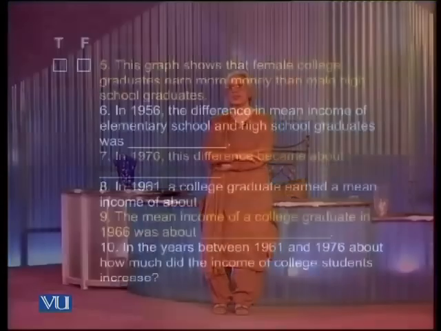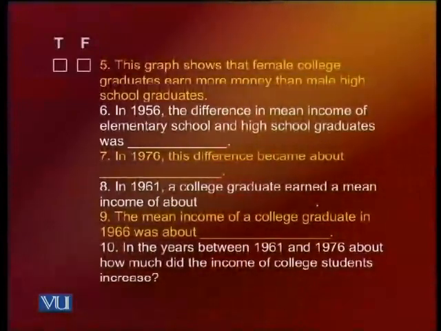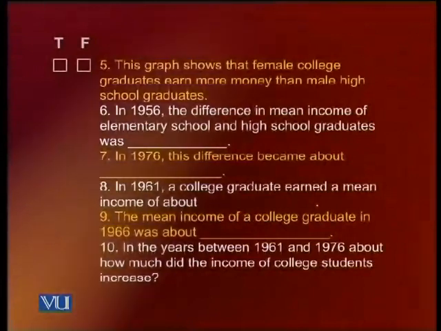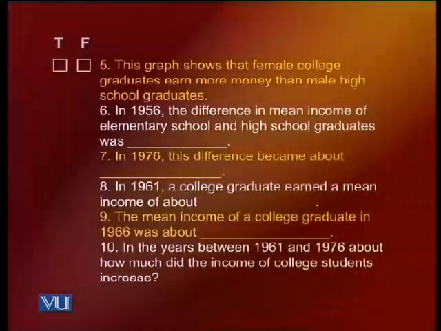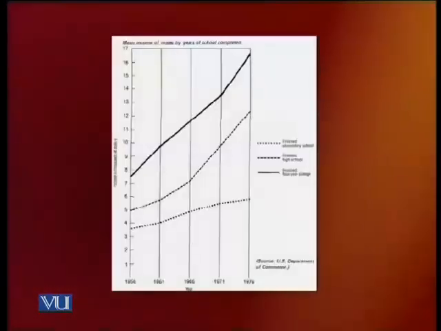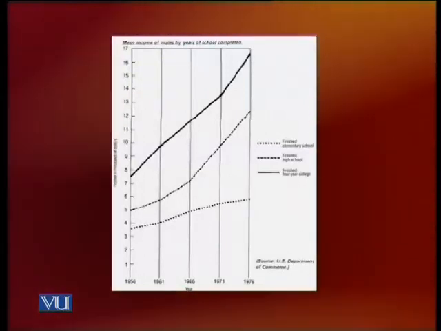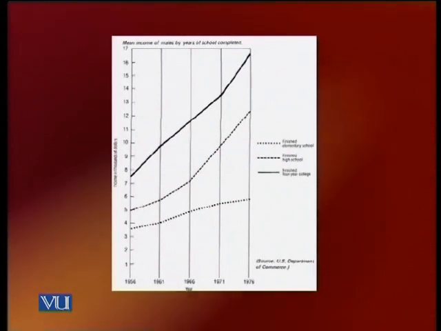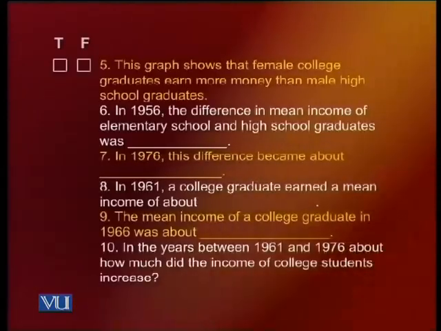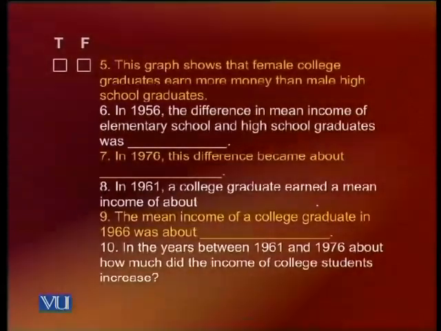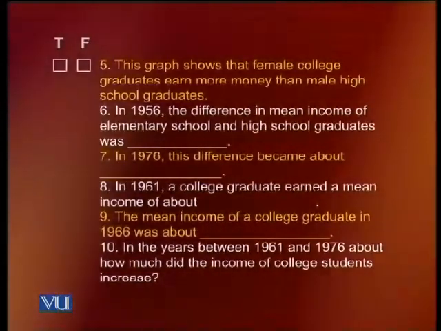You write them down, you jot them down in your notebook. Number 6, in 1956, the difference in mean income of elementary school and high school graduates was, look at the graph, and according to the graph, it's about $1,250. Number 7, in 1976, this difference became about $1,720.